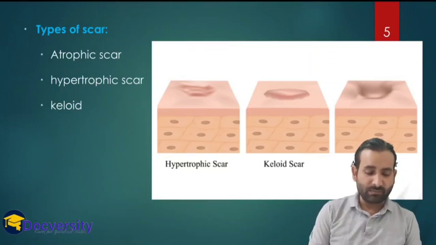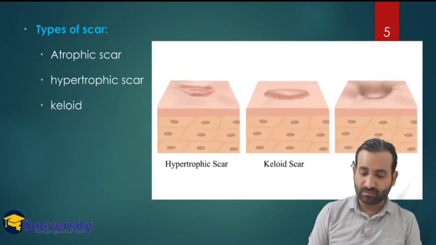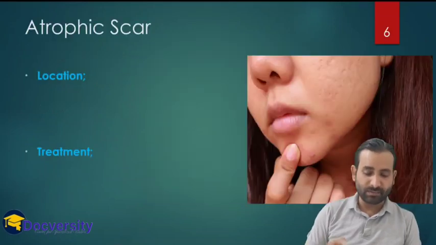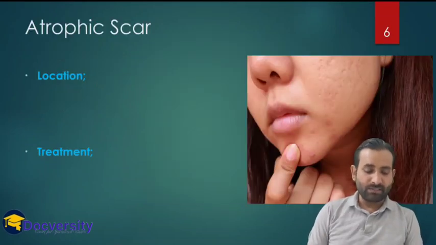And look at here the types of scar. We already said atrophic scar, hypertrophic scar, keloid. Where is atrophic? Yeah, atrophic scar is over here, depressed, right? Keloid is over here and hypertrophic scar is over here. Is that okay?